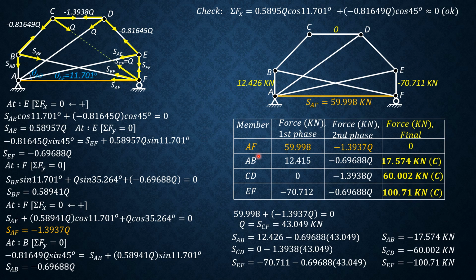Now, only the members involved are tabulated here. You can actually compute the forces in all other members. They are part of the solution if all members in this complex truss are required. So that's it, and I hope that you learned something.